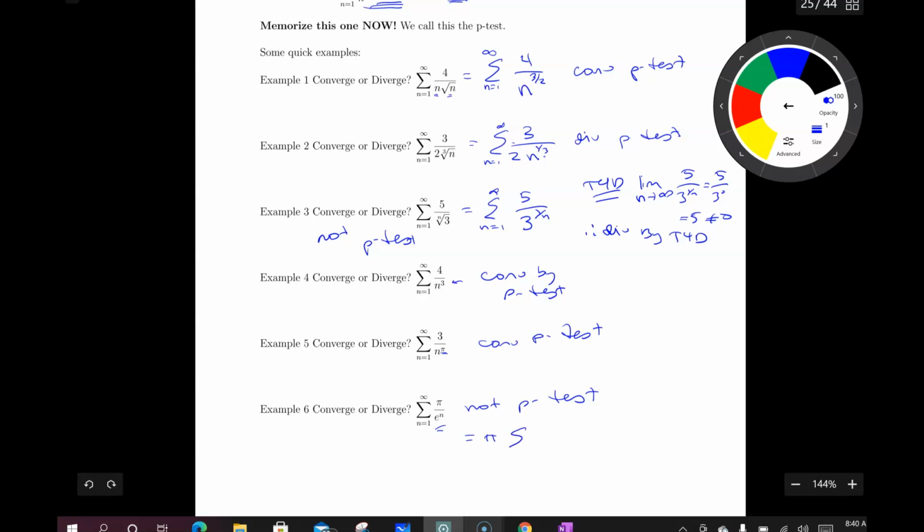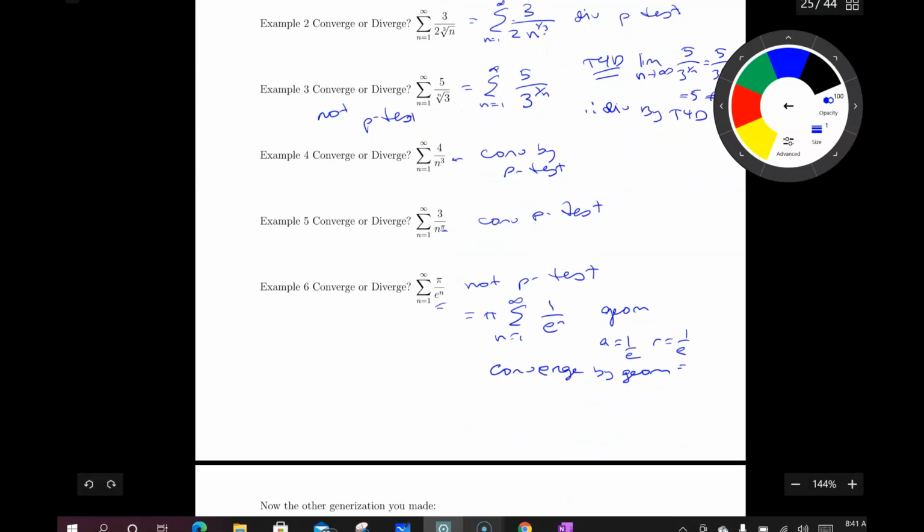So I can pull that pi on the outside. Sometimes it's helpful so you don't have numbers in the way. Oh, this is a number to the nth power. This looks like it's geometric. And I can see that the a is going to be 1 over e, the r is going to be 1 over e. So I can see that it's going to converge by geometric. Doesn't say find the sum, so you just need to identify what the r is, and so you can say converges.